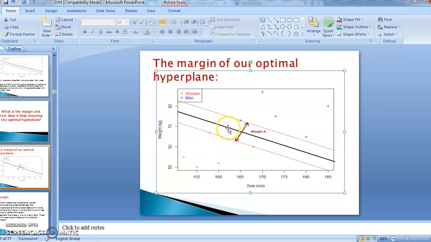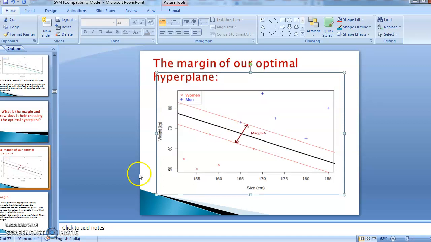If we find a small margin, then all boundary points will be closer to the hyperplane. So for testing data, there may be chances that it will identify the classes wrongly. So finding the correct margin is important for finding the hyperplane.